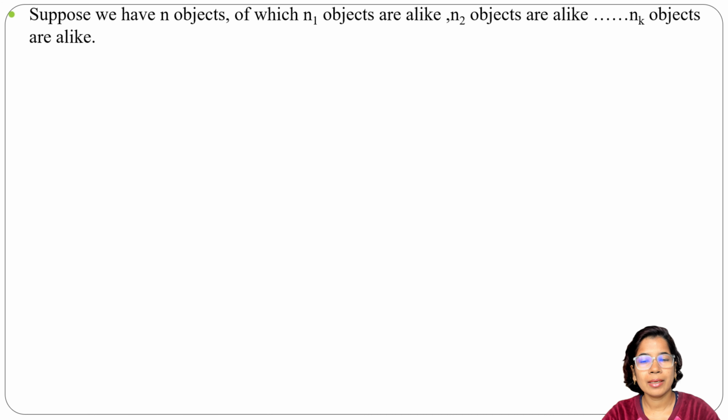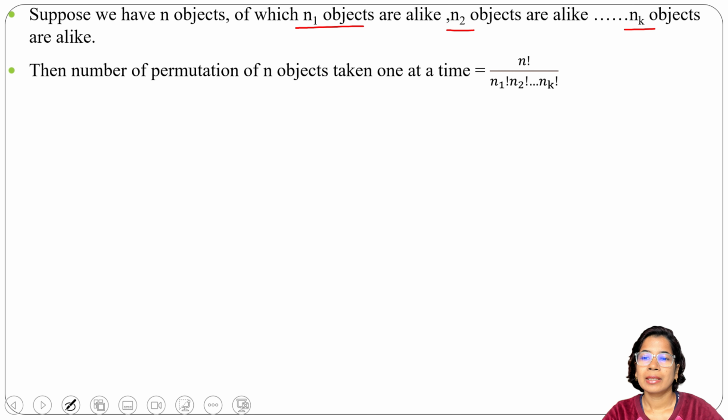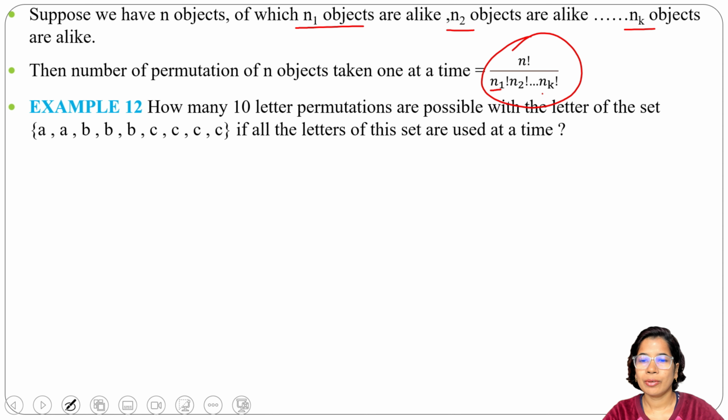Suppose we have n objects of which n1 objects are alike, n2 objects are alike, nk objects are alike. That means there are n objects in total, n1 are similar, n2 are similar, nk are similar. Then the number of permutations of n objects taken all at a time equals n factorial divided by n1 factorial multiplied by n2 factorial till nk factorial. Let's see one example, you will understand.